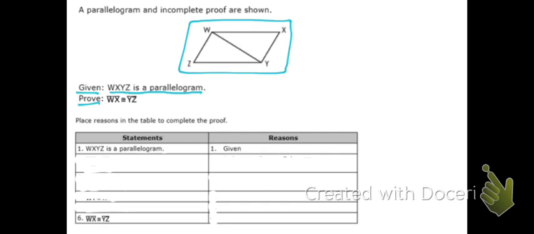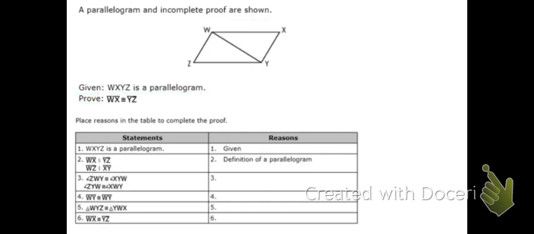So in this case, they've done most of the work for you. They've gone through that thought process, and you just need to figure out why they could make each of these statements. So let's take a closer look. The first statement is what was given, that this is a parallelogram. Again, we can make this statement because it is given.